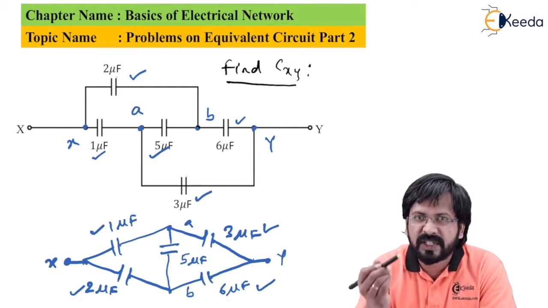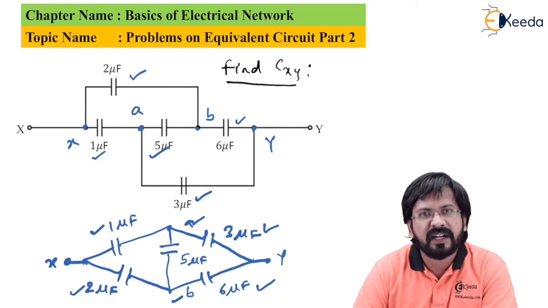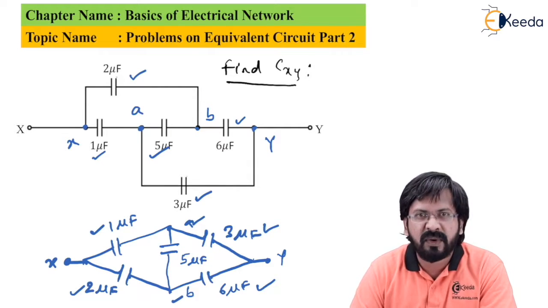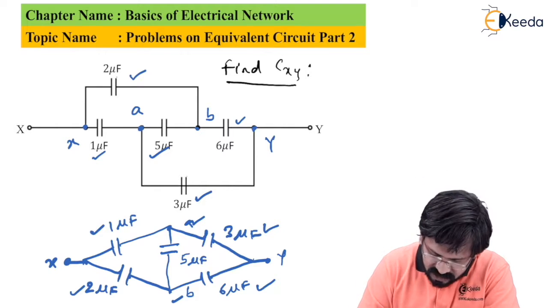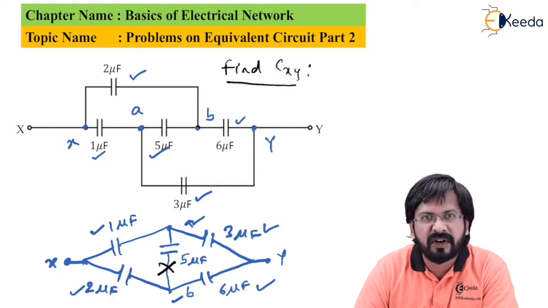And in case the bridge is balanced, I can claim that point A and point B are equipotential. If they are equipotential, a current will never flow through it. And that's the reason why the component which is between A and B can be ignored, which is 5 microfarad in this case. So this 5 microfarad is said to be a redundant one. So let's draw a new circuit.